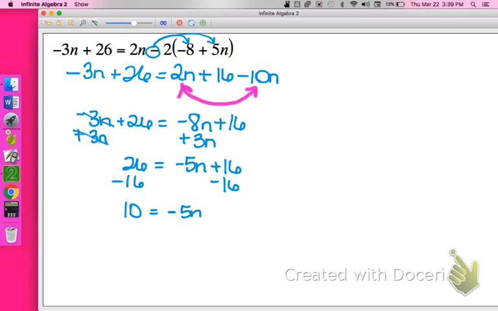And now we want to undo the multiplication, and we're going to divide by -5. And our final answer is -2 equals n. And that's how you solve an equation that involves the distributive property.